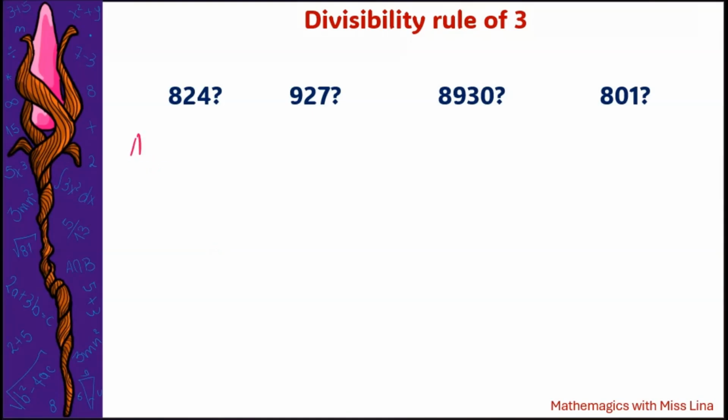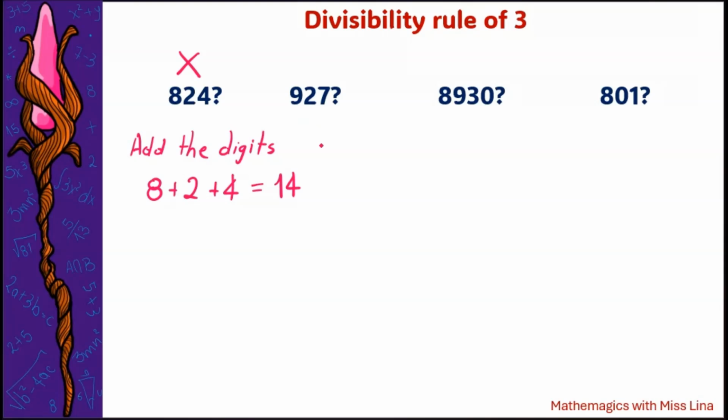In this case, we need to add the digits of the number in order to know if it's divisible by 3. For example, if we want to test the 824, we take the digits of the number: 8 plus 2 plus 4. 8 plus 2 is 10, 10 plus 4 is 14. 14 is not in the table of 3, so this number cannot be divisible by 3. So we just need to test the addition of the digits of the number.